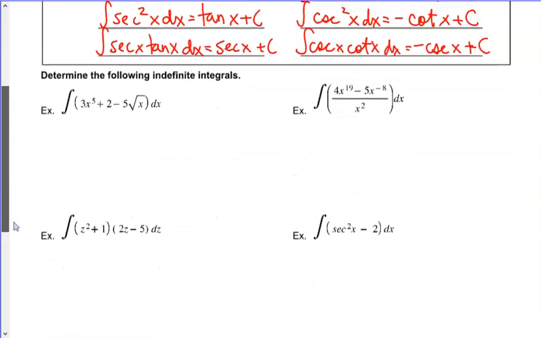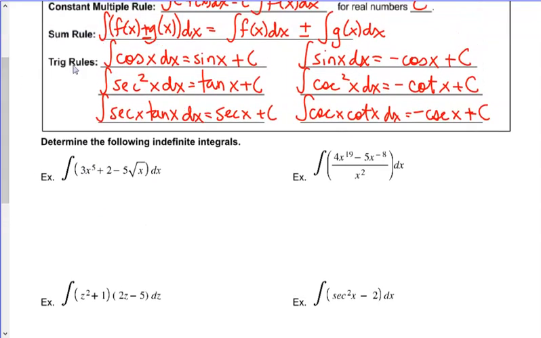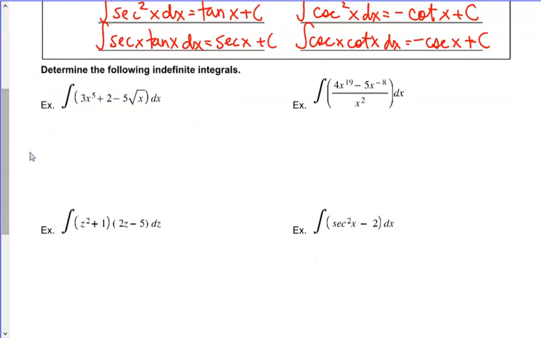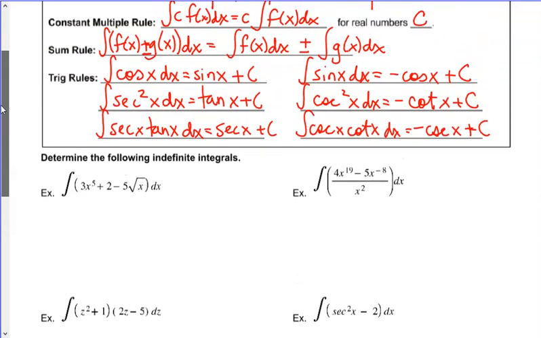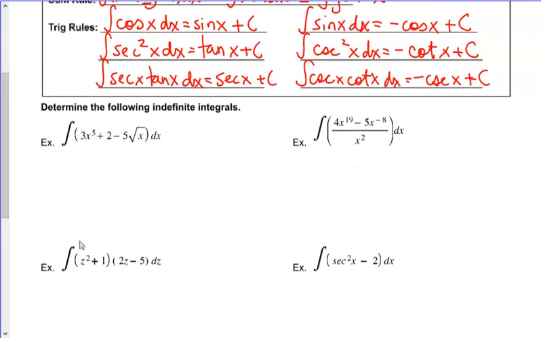So let's try a couple of these. I want to integrate each one of these, and there's plus and minus here, so I can use my sum or difference rule and separate those up as I want to. I also have some numbers in front of these functions, so I'm also going to use that constant multiple rule where I can bring that c out front of the integration.